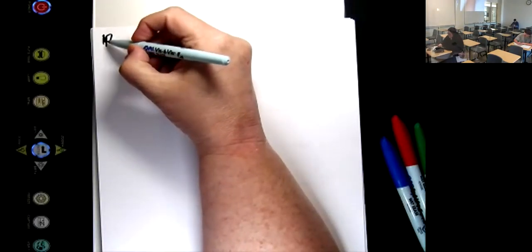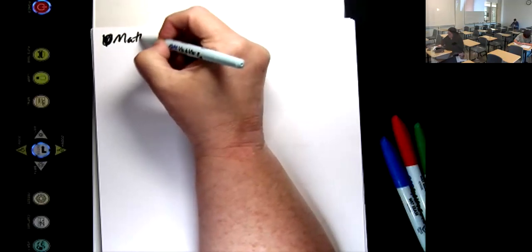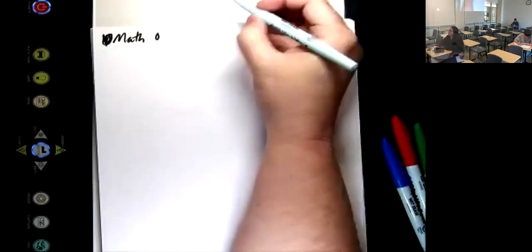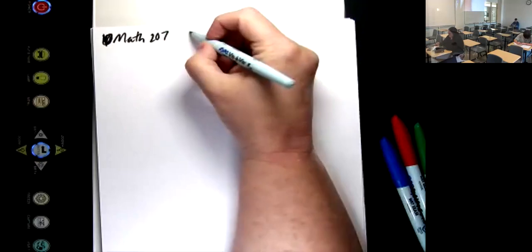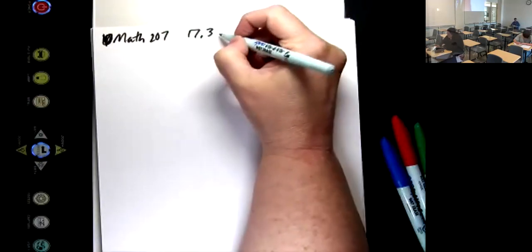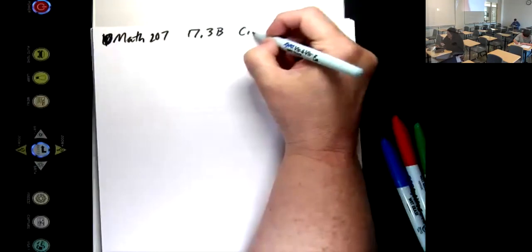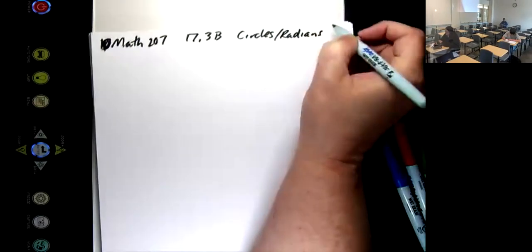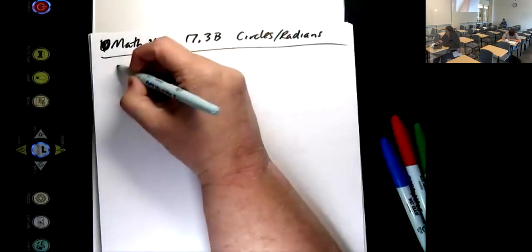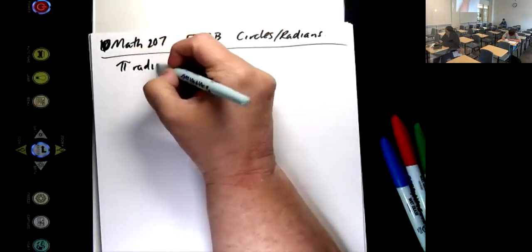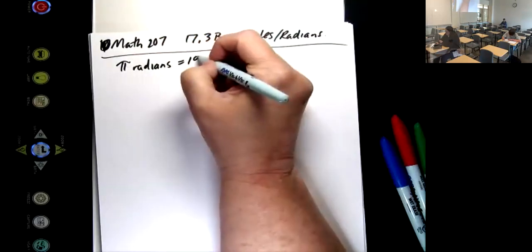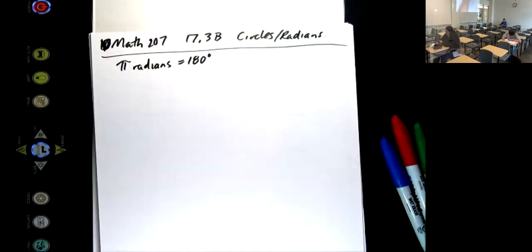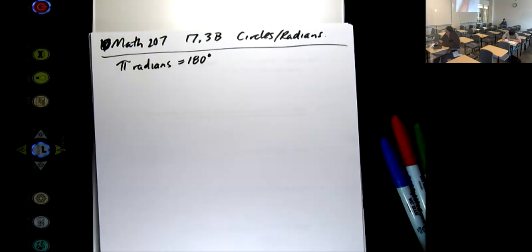So what are we doing? We're doing math, 17.3 part B, more on circles and radians. We talked about radians. As a reminder, there were pi radians in 180 degrees, so we were doing a lot of conversions. We did some practice converting back and forth between radians and degrees.